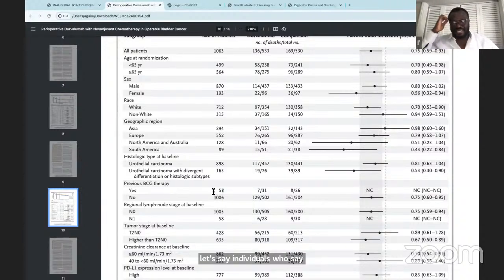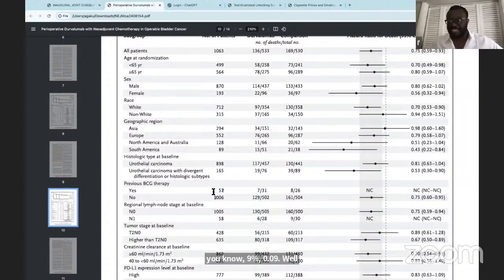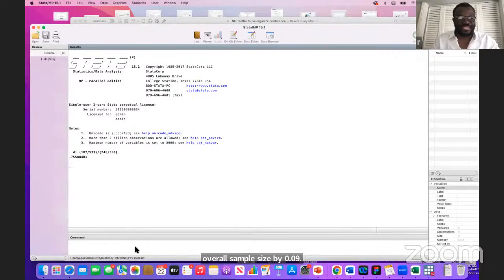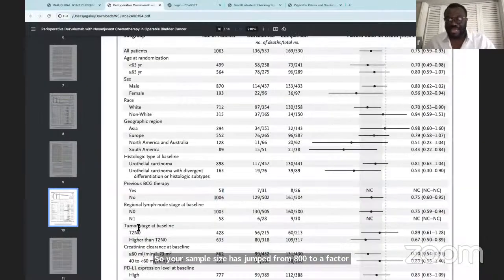Now, what percentage are they of the entire population? Let's say they are 9%, 0.09. Well, you then have to divide your overall sample size by 0.09, right? So if you had a sample size of, let's say, 800 people divided by 0.09, your new sample size is 8,888. So your sample size has jumped by a factor of 10, from 800 to about 8,000.